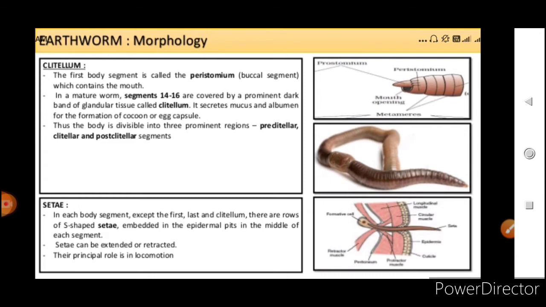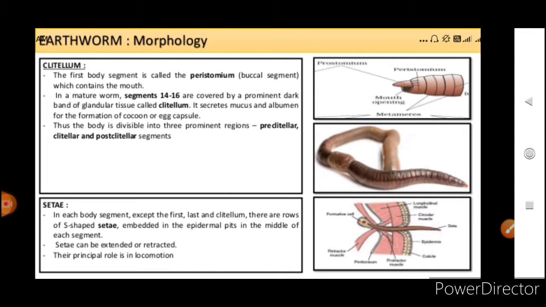Thus, the body is divisible into three prominent regions, that is pre-clitellar, clitellar and post-clitellar. So the 14th to 16th segments are the clitellum. Before that are the pre-clitellar segments, and after that are the post-clitellar segments.